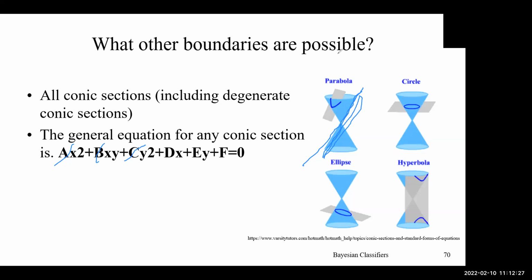Now, another possibility is when A and C are equal to each other and B is 0. And A and C are equal, which shape is that? That's a circle. You'll have ax squared, cx squared, but A and C are equal. That's a circle. What if A and C are not equal? It's an ellipse if they're both positive and not equal. And if they have opposite signs, then that's your hyperbola.